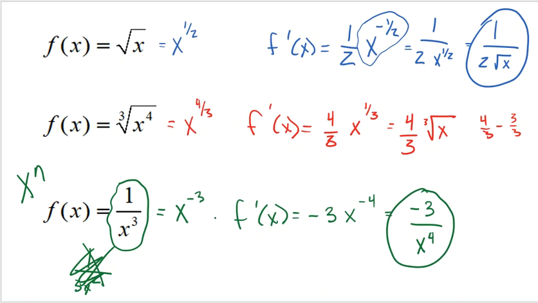Now remember, once that negative 3 falls down in front, it's no longer a power. So it's just a constant at that point. That's why the negative 3 stays on top. It does not move to the bottom. How easy is that power rule? It's a really cool rule that you're going to use a ton, I promise.